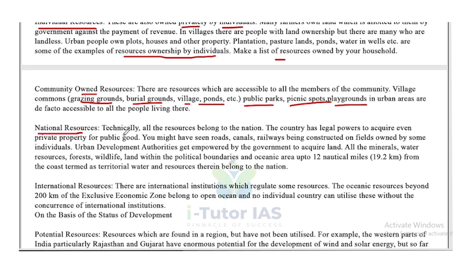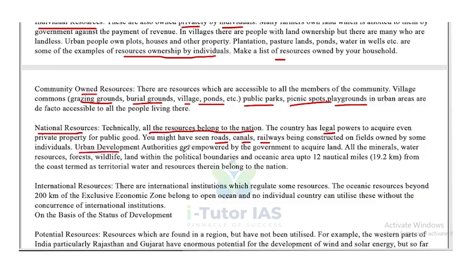Okay, so that is called national resources. That is, all the resources belong to a nation. The country has legal powers to acquire even private property for public good. You might have seen roads, canals, railways being constructed on a field owned by some individuals. So these are the national resources. The nation has that power.